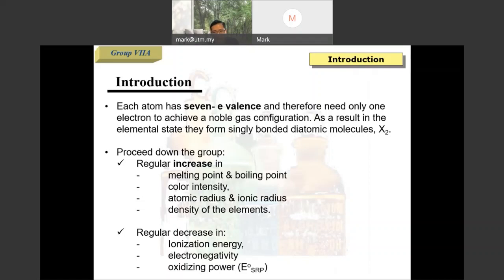There is a regular decrease in ionization energy. The ionization energy decreases from top to bottom as the shells increase. The electronegativity decreases as well as the size increases. The oxidizing power also decreases. At the top you have fluorine, which is very electronegative and able to attract electrons towards itself. As we go down the group, iodine has much lower electronegativity, so its ability to attract electrons is much weaker, and so the oxidizing power also decreases.